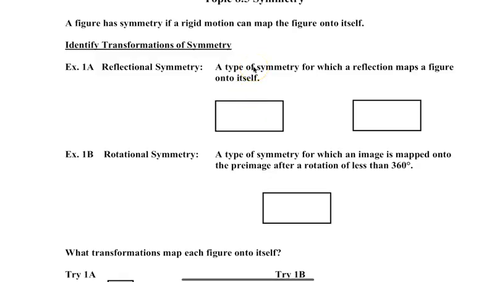So remember, our rigid motions are reflections. So if we reflect it, and rotations. And the other one we had was translation, right? A slide. Now translation does not give us symmetry because once you slide it, it's going to be in a different spot. The whole idea is, could I do one of these? Could I rotate it and have the same picture, or could I reflect and have the same picture?